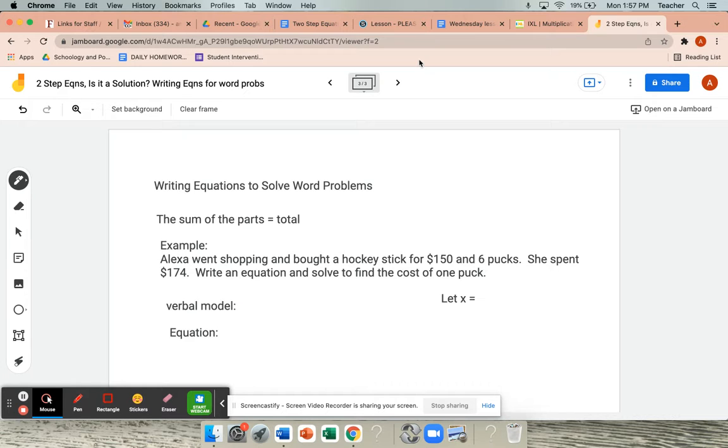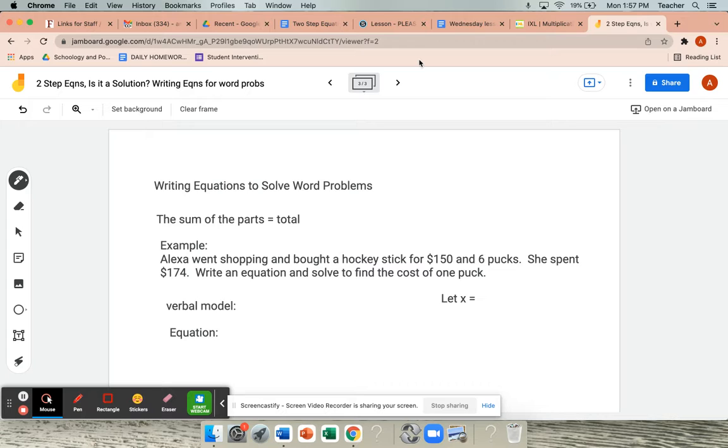Now, the last part here, I'm going to just start talking about writing equations to solve word problems. We're going to use something that works really well for kids. You take the sum of the parts and you set them equal to the total. On the left side of your equal sign, you're going to put down what things am I adding up, and the total goes on the right side. On your homework, you have a couple of these to do, but I step you through it.